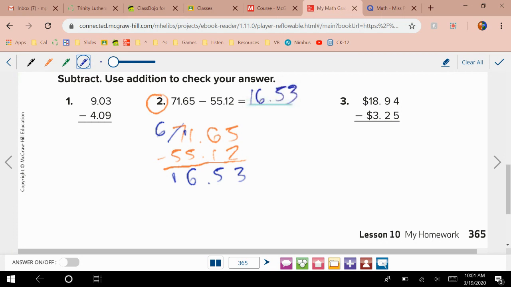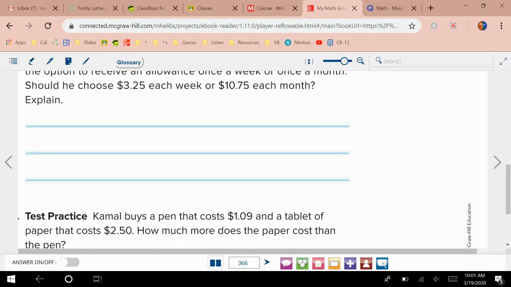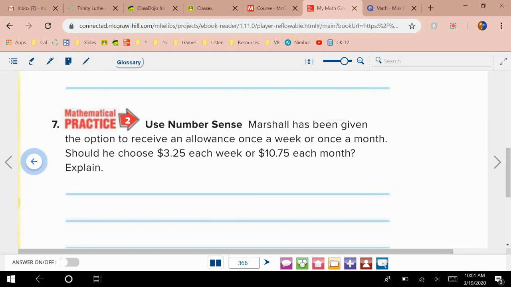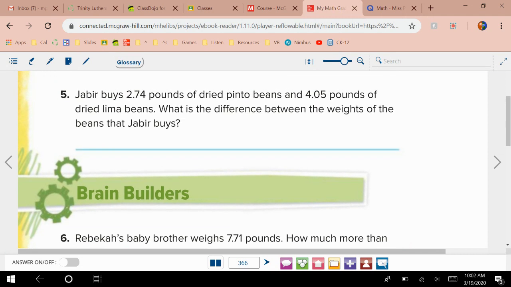All right, if you need to pause that, do it now. I'm going to go on to the next page. All right, and we'll just do 2 from this page, and then I'll tell you what your homework is. If it'll let me scroll. All right, we're going to look at number 4 and number 6.